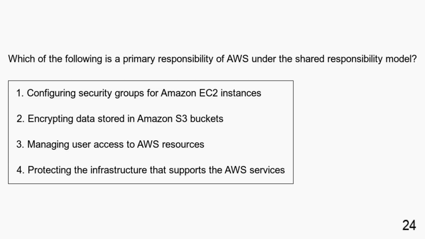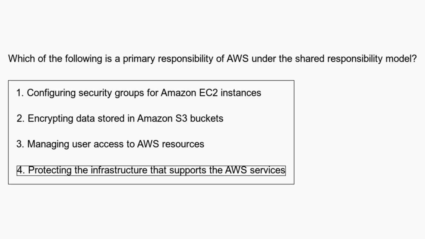Which of the following is a primary responsibility of AWS under the shared responsibility model? Configuring security groups for Amazon EC2 instances. Encrypting data stored in Amazon S3 buckets. Managing user access to AWS resources. Protecting the infrastructure that supports the AWS services. AWS is responsible for the security of the physical infrastructure, hardware, and software that runs AWS services. This includes protecting data centers, servers, and networks from unauthorized access, physical damage, and natural disasters.